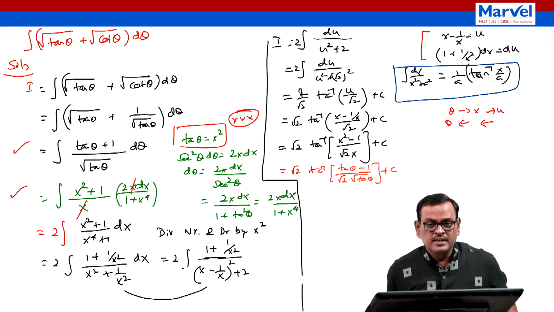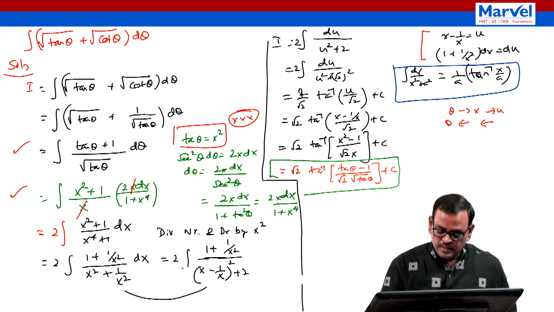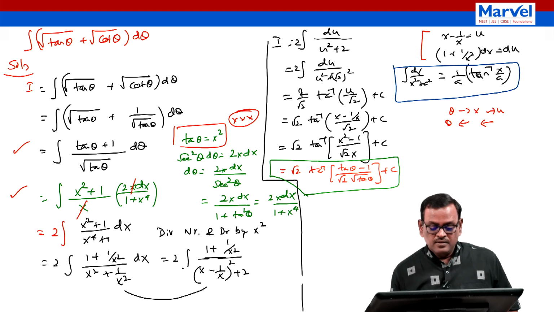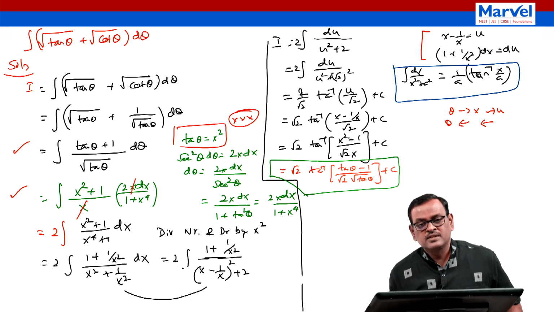The final answer in terms of the original variable theta. Always write the final answer in terms of the original variable. In this question, the original variable is theta, so the final answer is also in terms of theta.